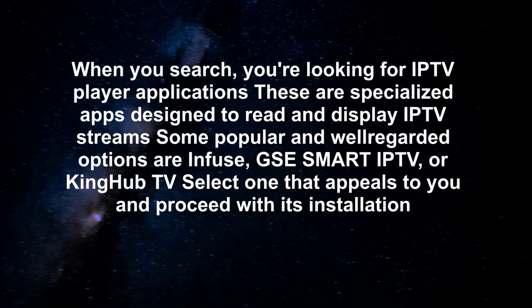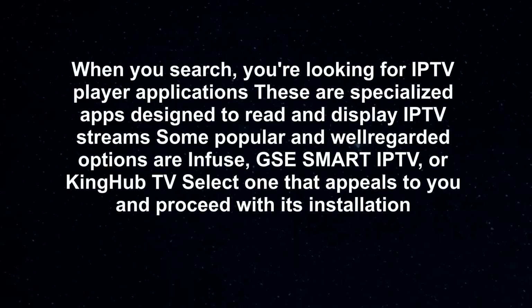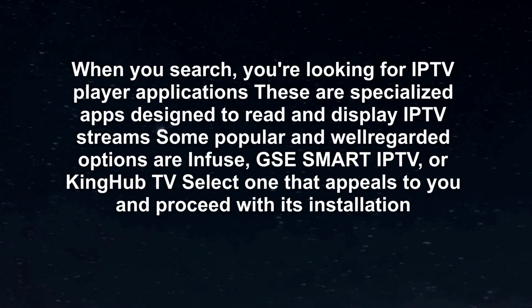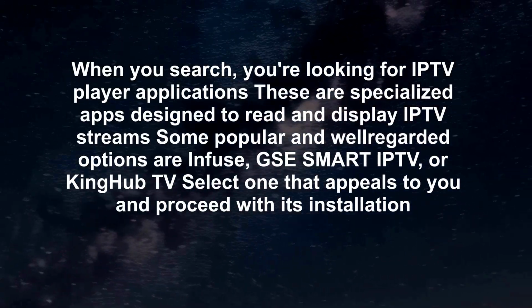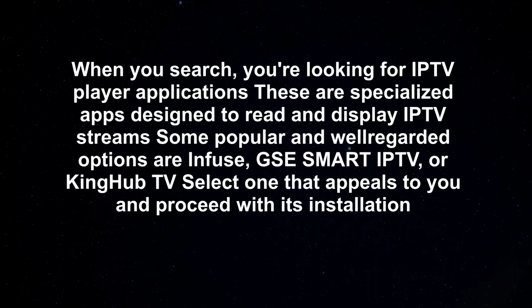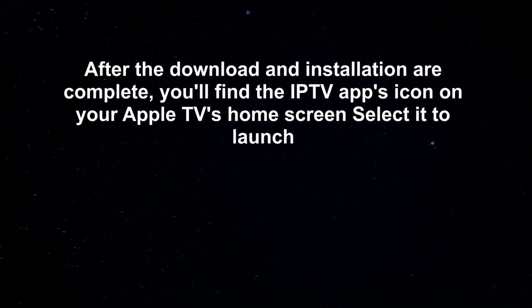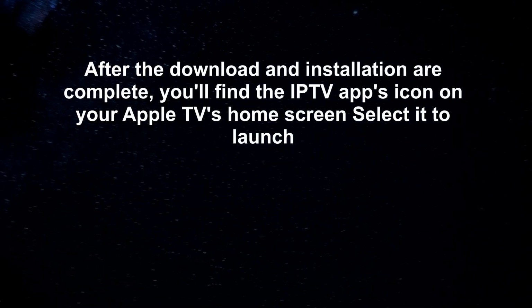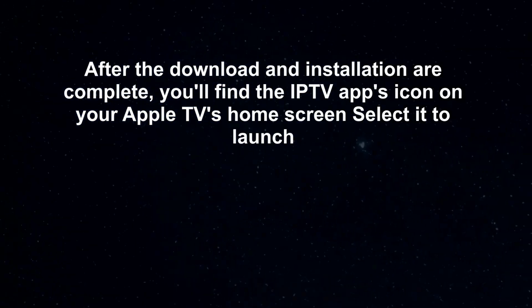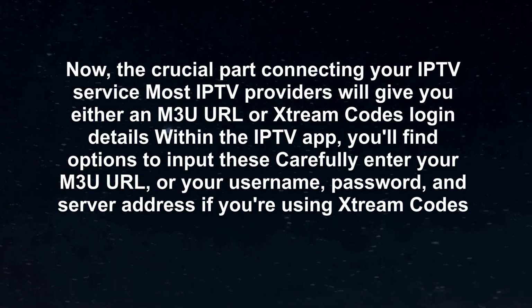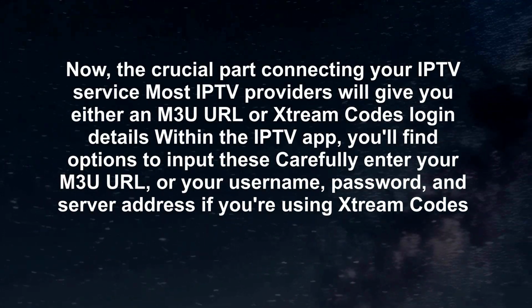Some popular and well-regarded options are Infuse, GSE Smart IPTV, or KingHub TV. Select one that appeals to you and proceed with its installation. After the download and installation are complete, you'll find the IPTV app's icon on your Apple TV's home screen. Select it to launch. Now, the crucial part: connecting your IPTV service.